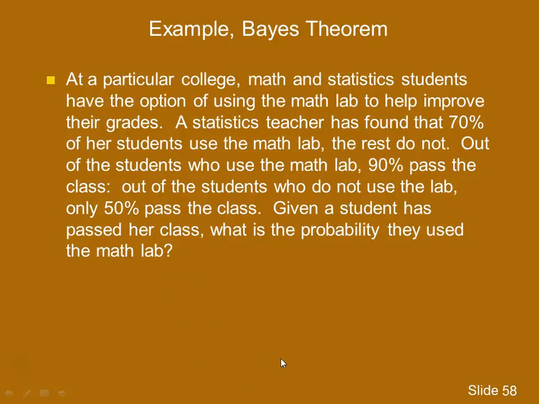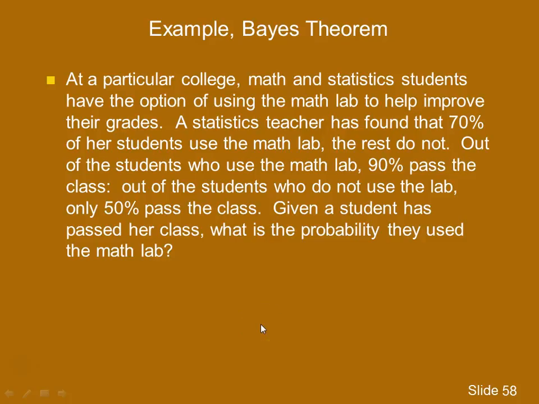Let's do a problem. Again, probably the best way to understand Bayes' theorem. At a particular college, math and statistics students have the option of using a math lab to help improve their grades. A statistics teacher has found that 70% of her students use the math lab and the rest do not. Out of the students who use the math lab, 90% pass the class. Out of the students who do not use the lab, only 50% pass the class. Given a student has passed her class, what's the probability they used the math lab? Notice the last question that we're given here. Notice that that's a conditional probability. Given a student has passed the class, what's the probability they used the math lab?